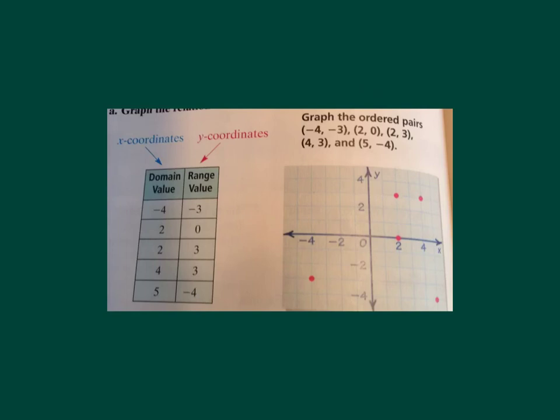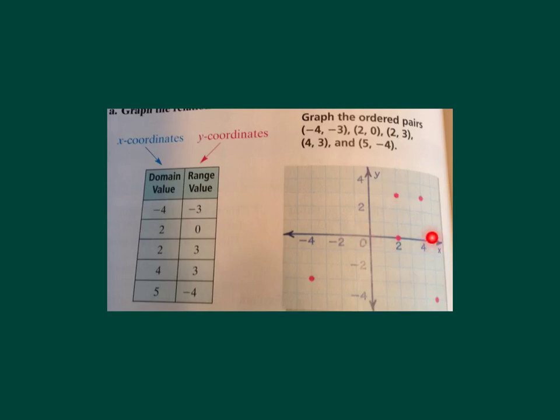So here we have our domain, or our x values. Over here we have our range, which are our y values. If I wrote them out as ordered pairs, we'd say -4 and -3, 2 and 0, 2 and 3, 4 and 3, 5 and -4. To graph them, -4, -3. So I go x -4, y is -3, boom, is right there. The next set, 2, 0. I go x is 2, y is 0. Done. Next one, x is 2, y is 3, is there.